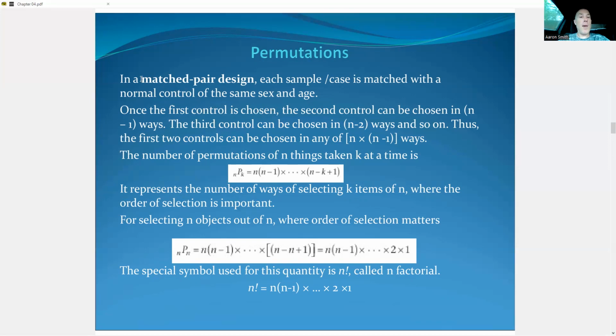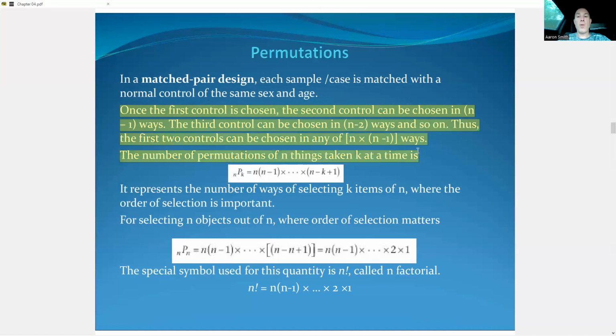So in a matched pair design, each sample and case is matched with a normal control of the same sex and age. Once the first control is chosen, the second control can be chosen in n-1 ways. The third control can be chosen in n-2 ways, and so on. Thus, the first 2 controls can be chosen in n times n-1 ways. The number of permutations of taking this is nPk.